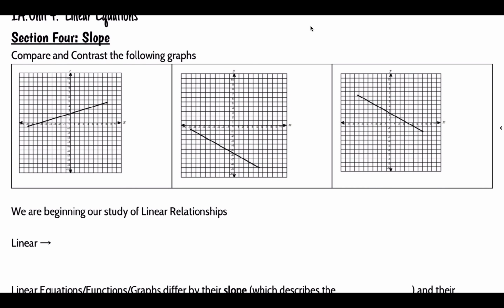Okay, this is section 4 on slope. If you look at these three graphs, we can compare and contrast. Two of the graphs have b values of 2, so that means they cross the y-axis at 2. We know that one of the graphs has a b value of -6. One of the graphs is positive, and two of the graphs are negative.